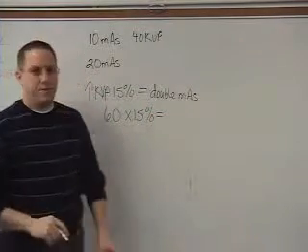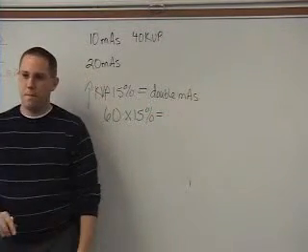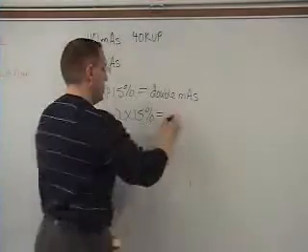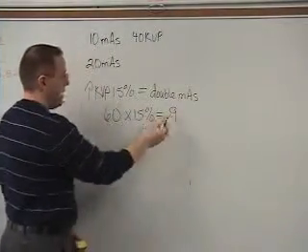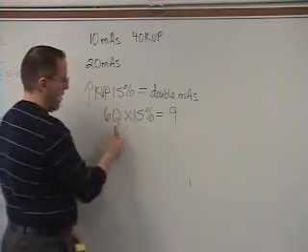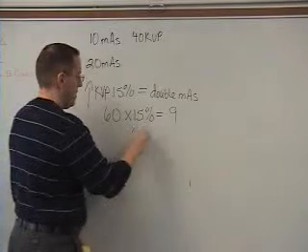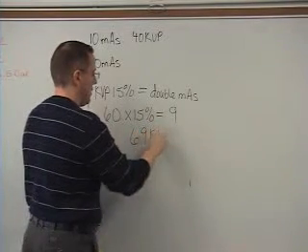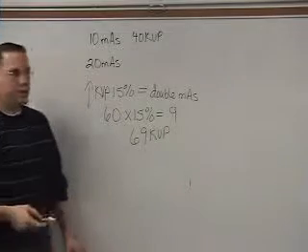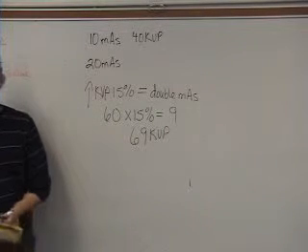So 60 times 15%, what is 15% of that? 9. Okay. So we know that 9 is 15% of 60. We're going to add it to there. So our new kVp would be 69. So that's how we would adjust it for that patient.